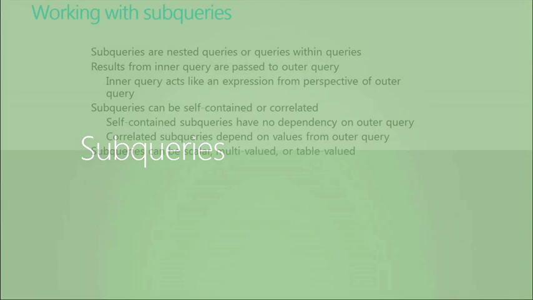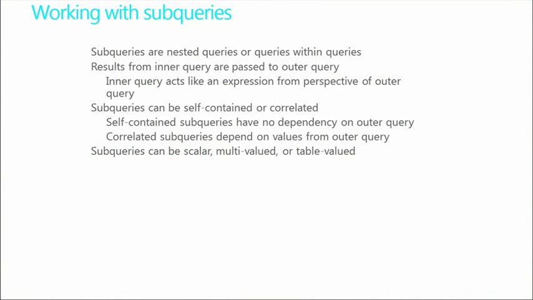Let's talk subqueries. Subqueries can often be a little bit confusing because you're looking at a query within a query. So with subqueries, we have to be careful and aware of how they work, and there are a few different flavors of subqueries. They're really nested queries, or queries within queries. The results from the nested query are passed to the outer query. So the inner query acts like an expression that's going to be returned and used by the outer query. Subqueries can be self-contained or correlated, where self-contained has no dependency on the outer query. Correlated subqueries depend on the values from the outer query.